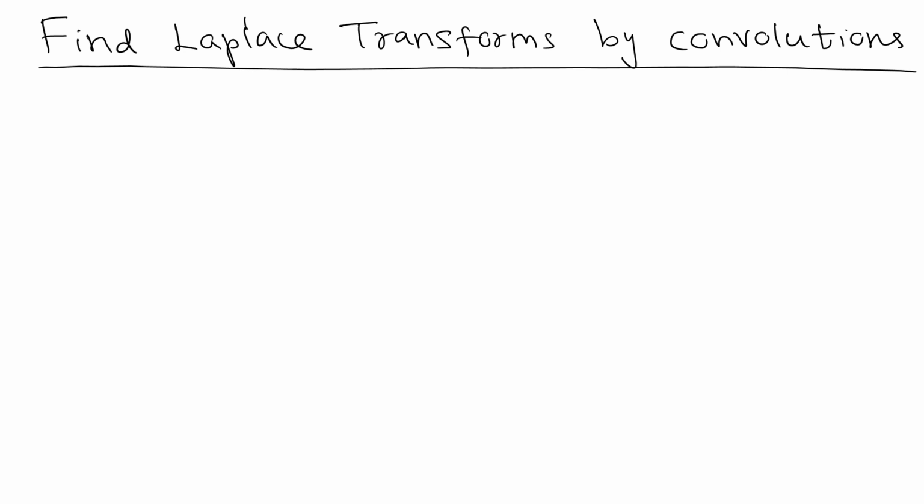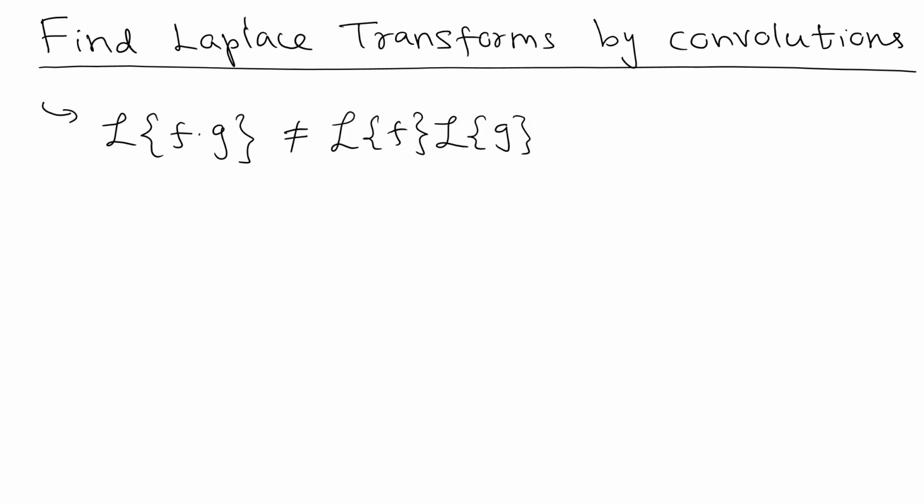There is a very interesting method to find the Laplace transform using what they call the convolution method. So let's talk about what the convolution method is. Normally we expect that the Laplace transform of a product equals the product of Laplace transforms. But actually that doesn't work. Instead, it actually comes from the convolution product. So let's talk about what the convolution product is.